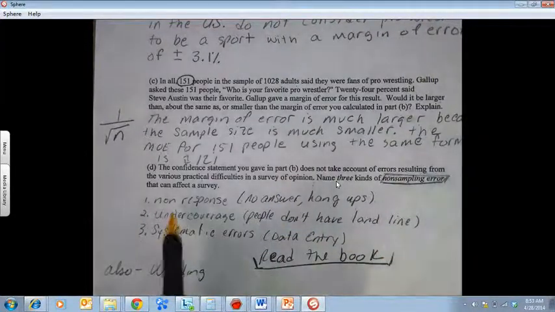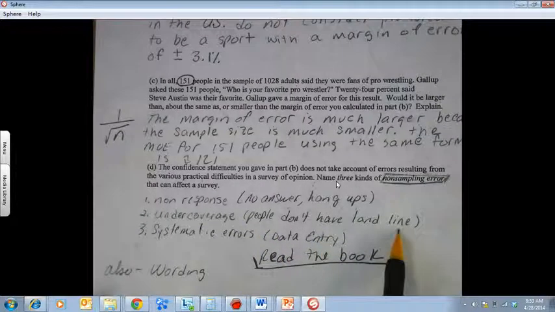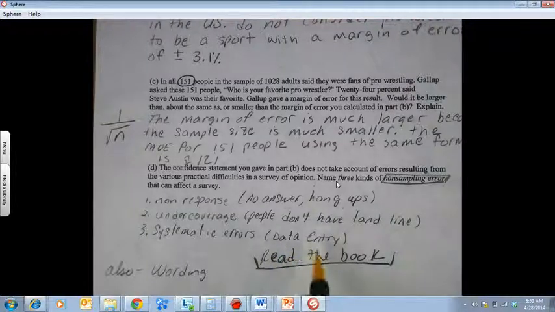Non-response, no answer, or they hang up, undercoverage, if people don't have a landline that are chosen in the sample, and some systematic errors such as data entry when they finished the sample. If you remember from the book, they talked about the candidate who was black and they had the poll incorrect because people said they voted for him and they really didn't. That's another non-sampling error, and wording of the problem could create bias. So on the actual test, those may work better than some of these problems here.